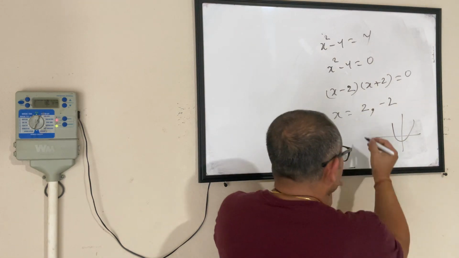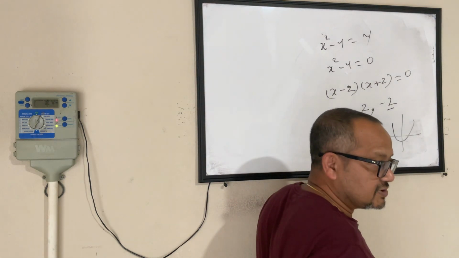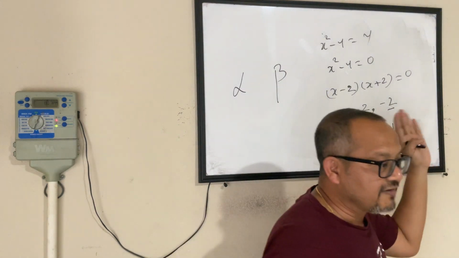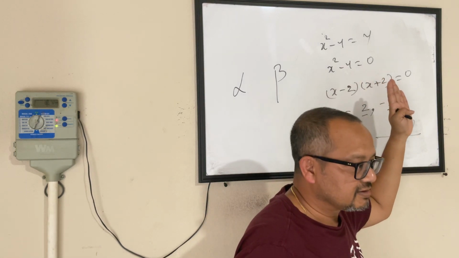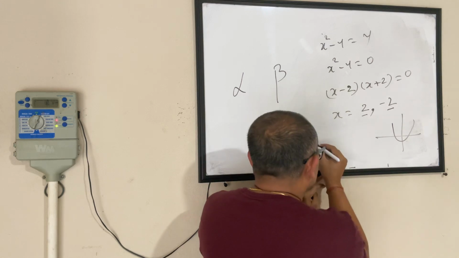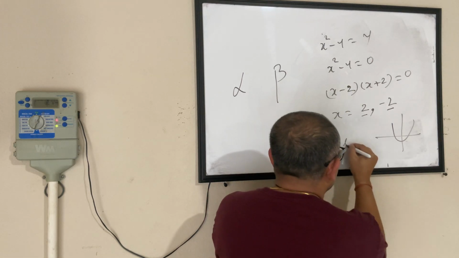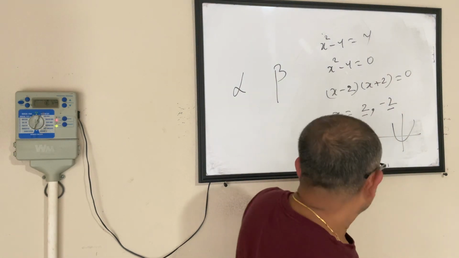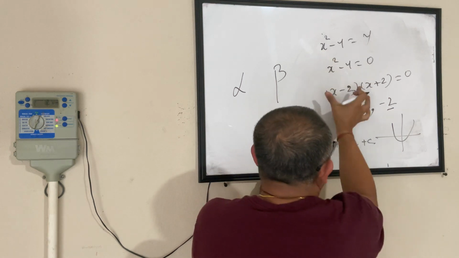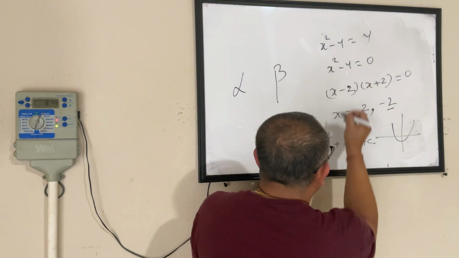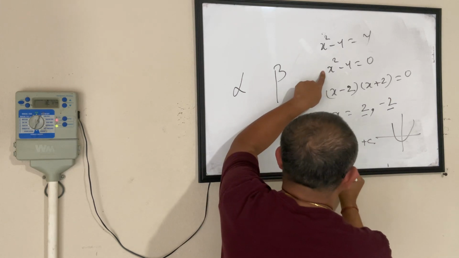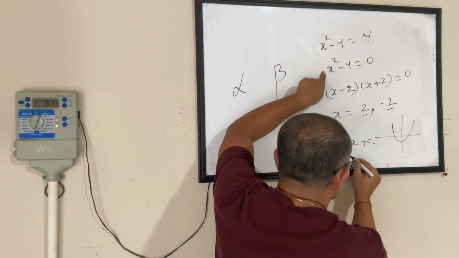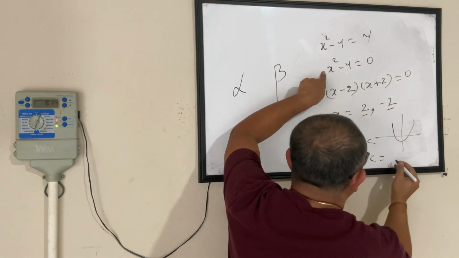So if I look at this, these are my two zero values. I will call the zero values alpha and beta. So if I have a quadratic equation, any standard form of a quadratic equation is what? ax squared plus bx plus c, correct? This is my quadratic equation, this part which I was trying to solve. And what is the value of a? In this case it is 1. What is the value of b? There is no b because there is no x. So b is equal to 0. And what is the value of c? Minus 4.